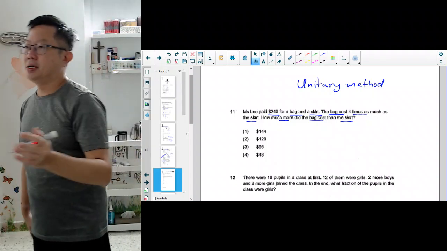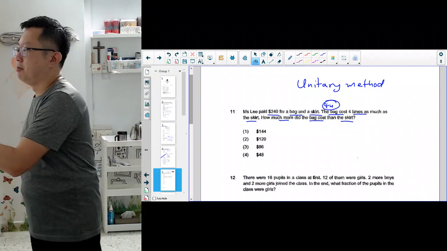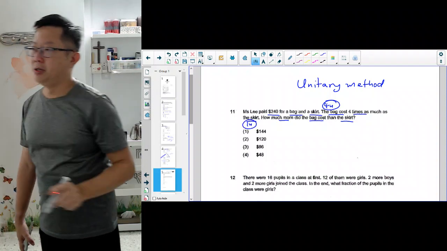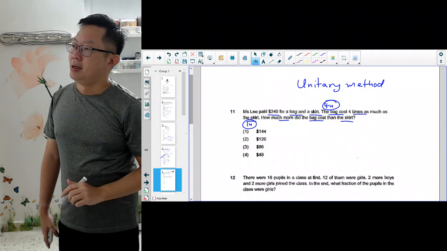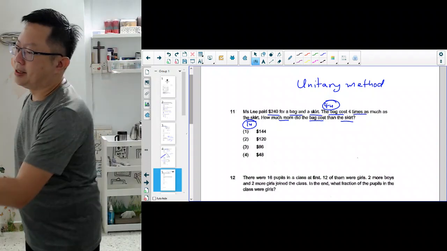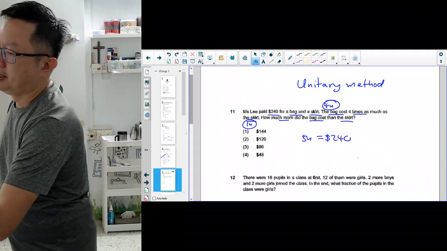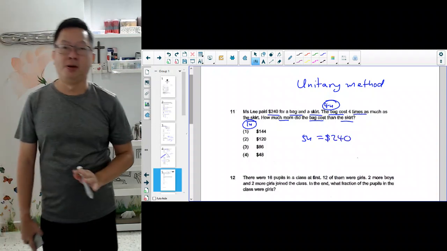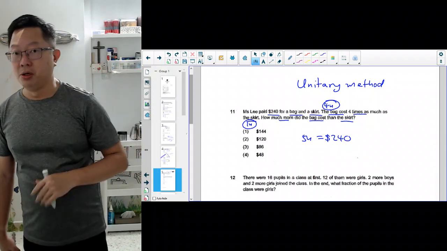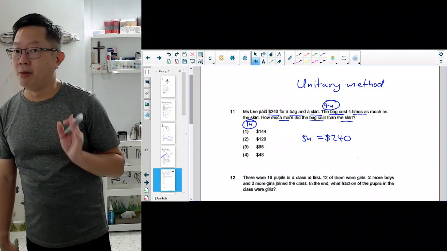So the bag costs 4 times. Let's call it 4 units. And the shirt costs 1, and the skirt costs 1 time, which is 1 unit. So the bag plus the skirt added together will be 5 units, and that will give you the total cost. When you do it this way, you are not doing the model because we want to do it a bit faster. We don't want to spend too much time drawing the model for paper 1.